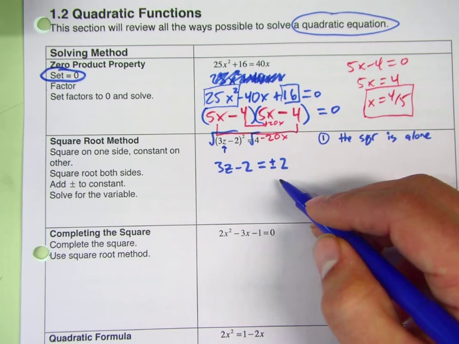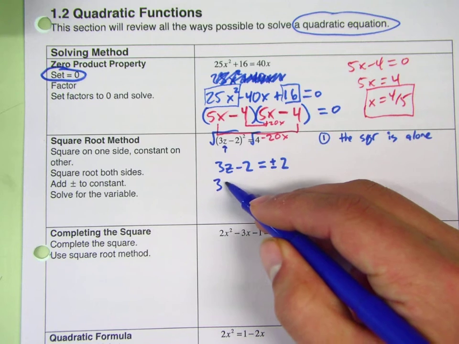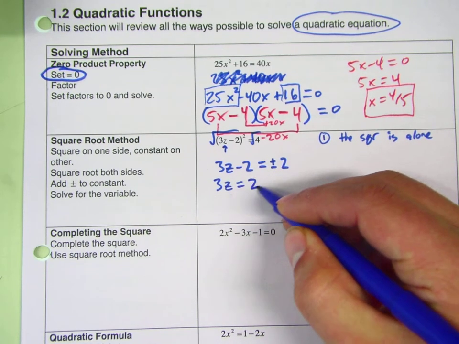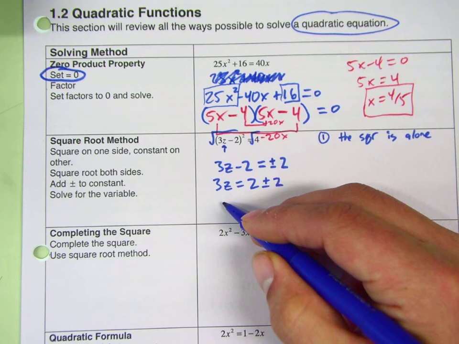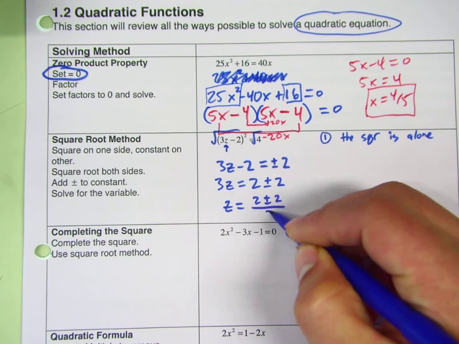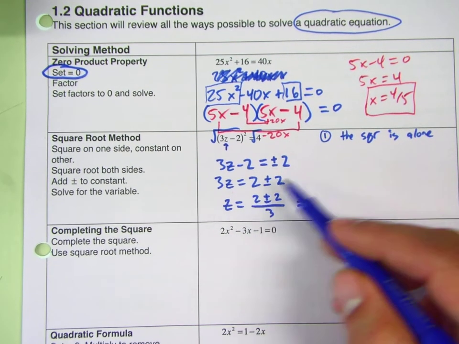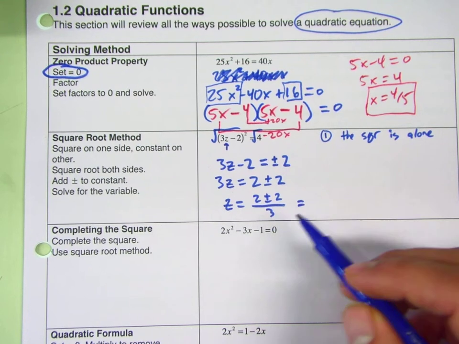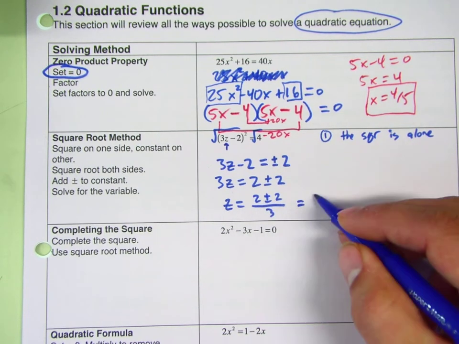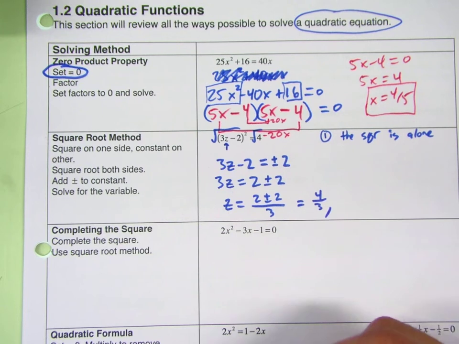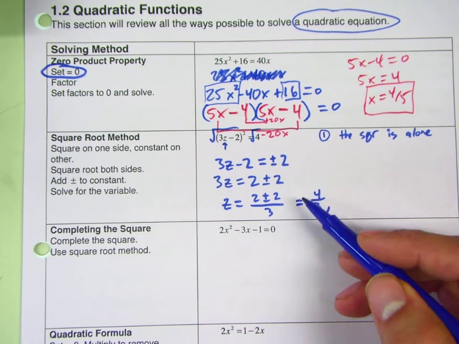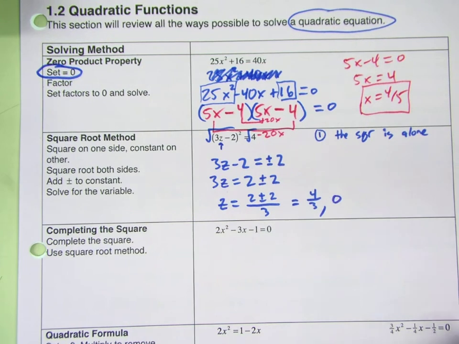So now you would do each case. Let me finish solving for z, though. If I add 2 to the other side, and then divide by 3, this tells me how to get my 2 answers. One answer is to do 2 plus 2, which is 4 over 3. The other answer is to do 2 minus 2, which is 0. 0 divided by 3 is 0.